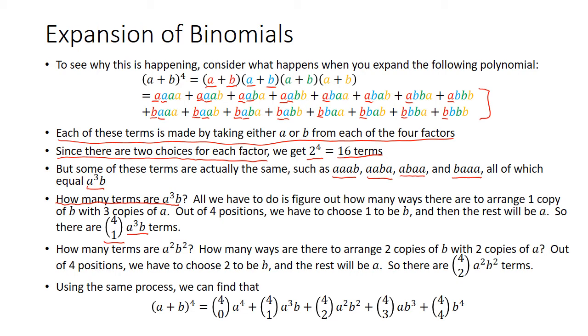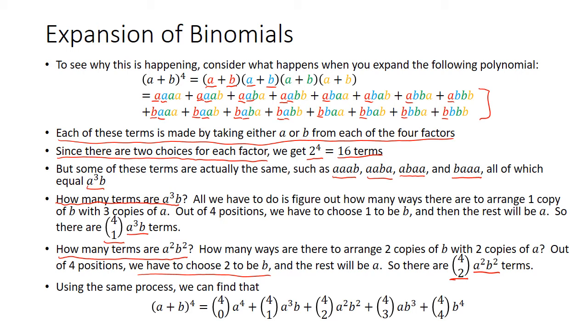And then you can do it the same way for all of them, right? Like if you want to know how many terms are going to be A squared B squared, you don't want to have to write them all out. You just want to think about how many ways there are to arrange two copies of B with two copies of A. And so out of four positions, we choose two of those four positions to be B, and then the rest of them will be A. And it doesn't matter what order we choose the two positions in, because we're just going to fill them with B's. So it'll look the same regardless if we pick the second position and then the third position, or the third position and then the second position to be B. So we just choose two of the four positions to be B, and that's why there are 4 choose 2 terms that are equal to A squared B squared.